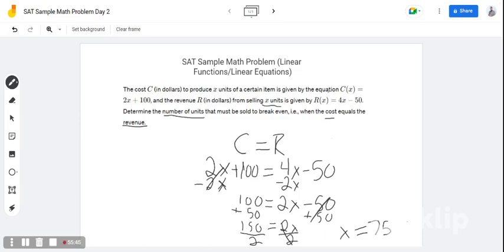So what we just did is we figured out what x has to be in order for that equation to be true. In order for our cost to equal our revenue, aka our break-even point, x must be 75. So the number of units that must be sold here would be 75 units.